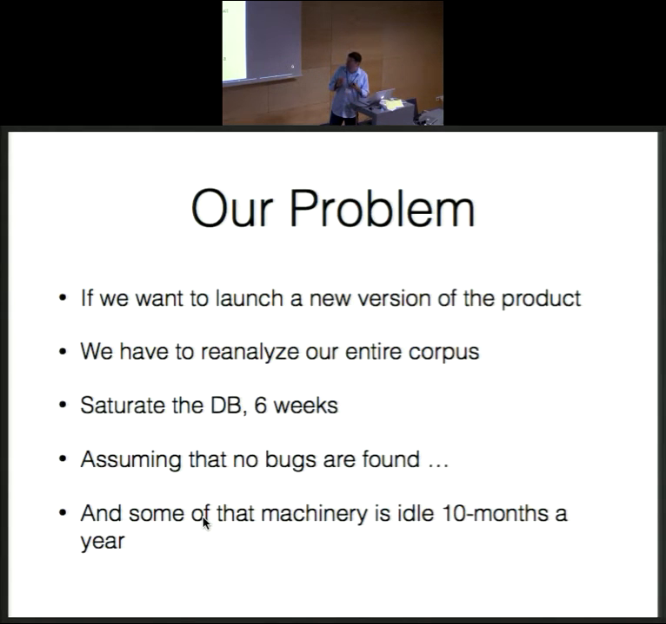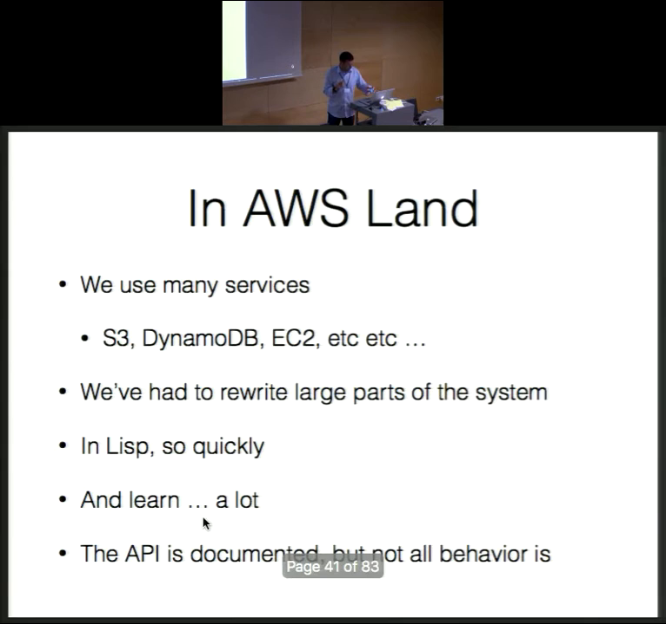The problem is classifying data. We have 20 years worth of data, and every time we have a new product, we have to reclassify everything. With the old DB, it would take 6 weeks to redo all the data for a new product, assuming no bugs are found. Sometimes we find a problem 3 weeks in. It also means the machinery necessary for this, we don't use it for anything else. That's idle 10 months a year. So in AWS land, we use a bit of everything.